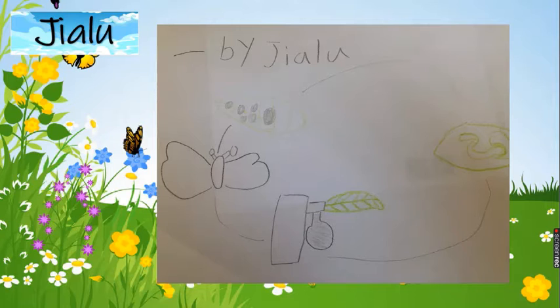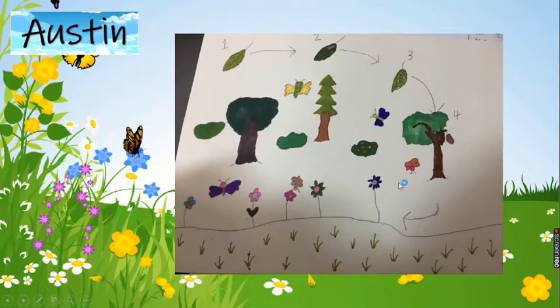That's a good one, Alan. And now here's Jalu's work. It's very simple, but it clearly shows his understanding, which is it comes from eggs and then goes to a caterpillar, turns into a pupa that wraps itself inside a cocoon, and then turns into a lovely butterfly. Okay, thank you so much, Jalu, for that.